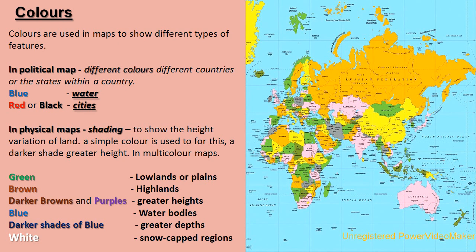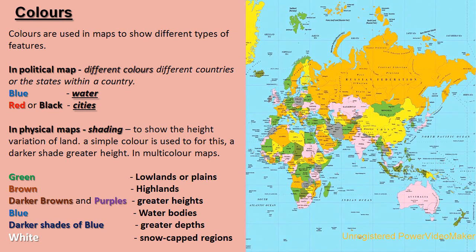So blue color is used to show a water body, and red and black are used to show the state, city and the name of it, all those things. These are the main colors which are used in a political map.